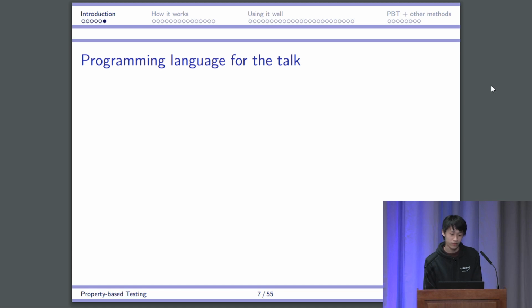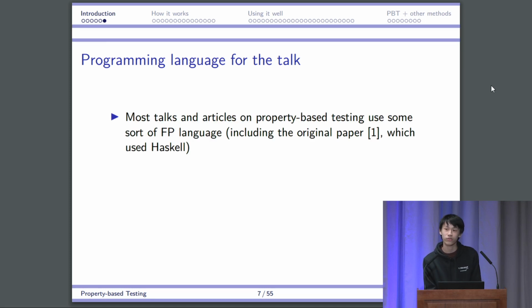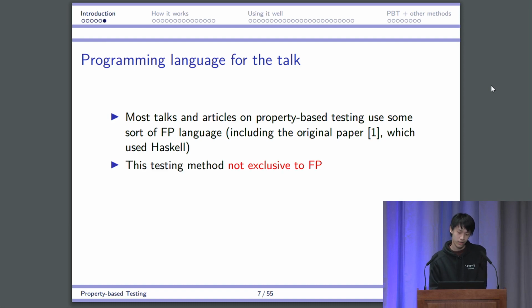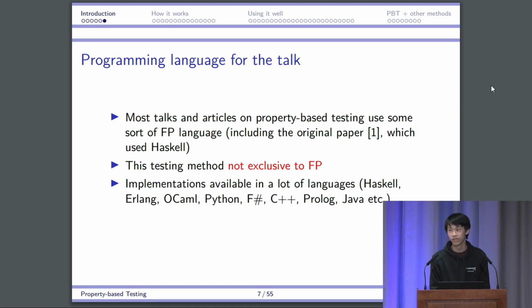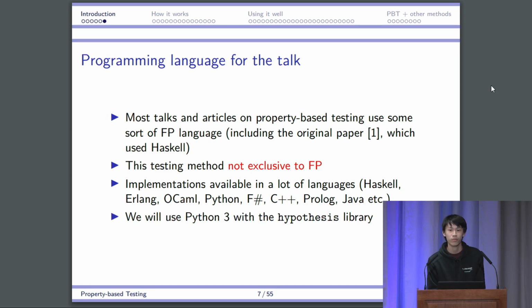Before I explain what it is, though, I'm just going to talk about the programming language that I'm going to be using for this talk. Most talks and articles on property-based testing use some sort of functional programming language, including the original paper, which used Haskell. However, this testing method is not exclusive to functional programming. In fact, quite the opposite. Implementations for property-based testing are available in a lot of languages, including Python. So I'm going to be using Python 3 with the hypothesis package to demonstrate property-based testing.